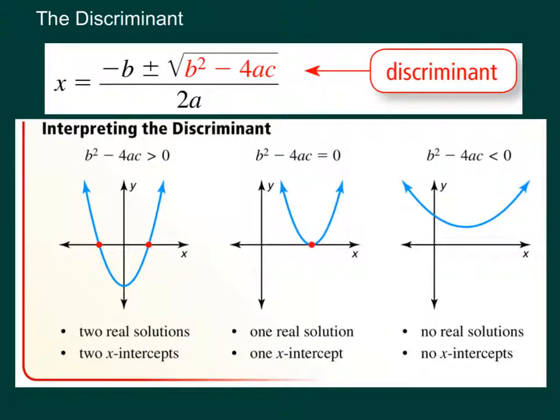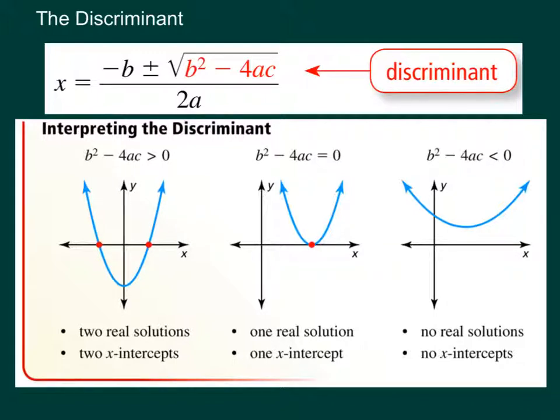One key part of the quadratic formula is the discriminant, and that's the radicand in the quadratic formula, the b squared minus 4ac. The discriminant is used to tell us something about the type of roots that we have, the type of solutions, or the type of x-intercepts that we have, or the number of them, just by looking at that number without doing the whole thing.